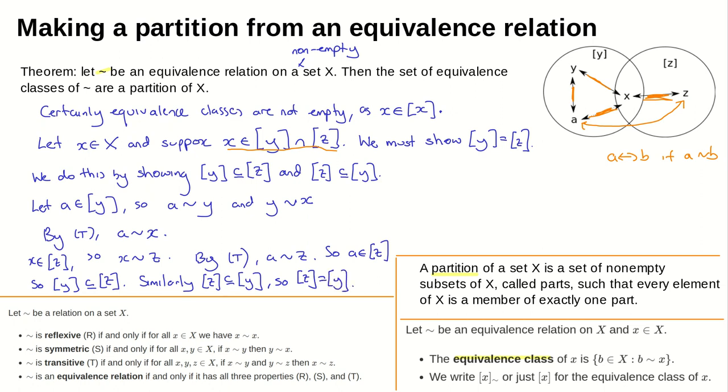Alright, we've now proved what we needed because we have shown that every element of the set capital X belongs to exactly one equivalence class, by showing that if an element belongs to two equivalence classes, then actually those equivalence classes are equal. That means we've completed our proof of our theorem.